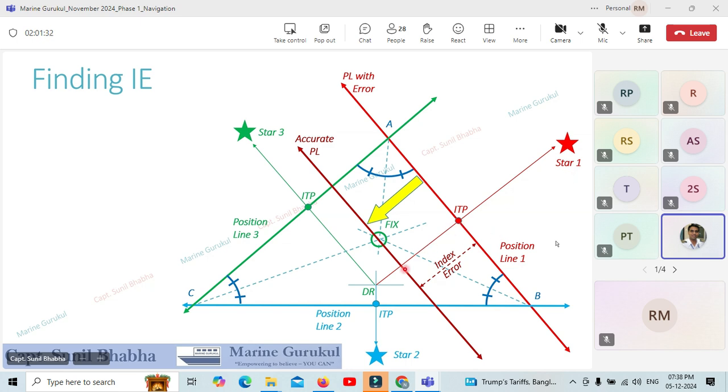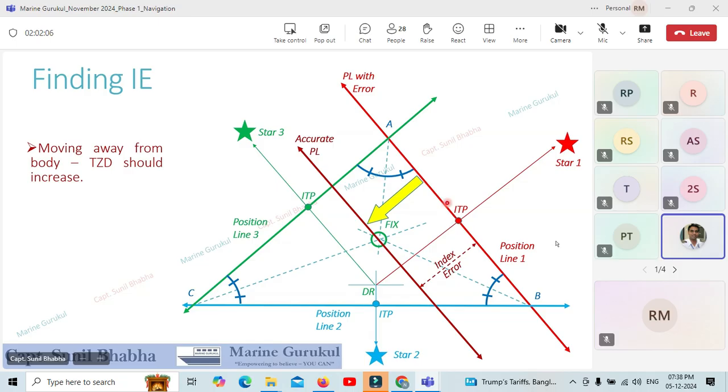Now when we are moving away from the celestial body, that means the observer's position should be farther away from the celestial body. The observer's position on the celestial sphere is represented by the zenith of the observer. So this tells us that the zenith of the observer should be farther away from the celestial body. Now this distance between the zenith and the celestial body is given by true zenith distance, in short TZD.